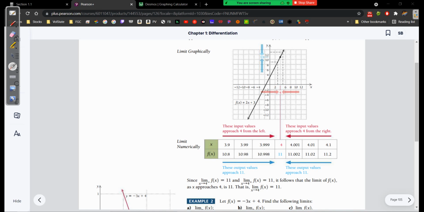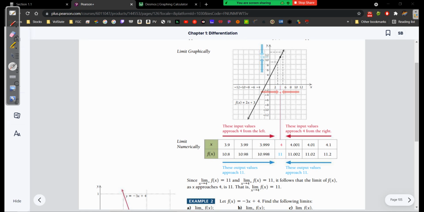Okay. Well, as we go along on the x-axis, we're at negative 12, negative 10, negative 8. We're at 0, 2, and as we approach 4 from the left side, our x values are 3.9, 3.99, 3.999. When we evaluate the function at these numbers, our y value, or the function at that x, approaches 11. See, 10.8, 10.98, 10.998. Okay, so the limit from the left side exists, right?